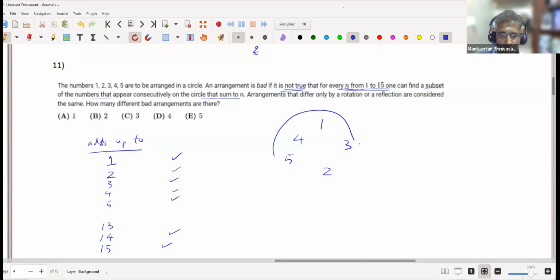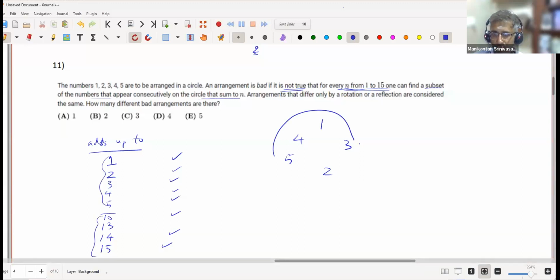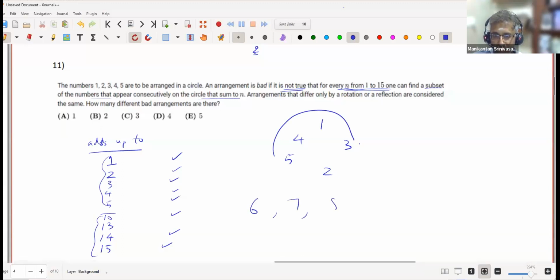So similarly, by that same logic, I can go all the way till 10. So 5 and below are safe. 10 and above are also safe. No matter what happens, we'll always be able to generate them. So what's left is just 6, 7, 8, and 9. These are the only 4 numbers.